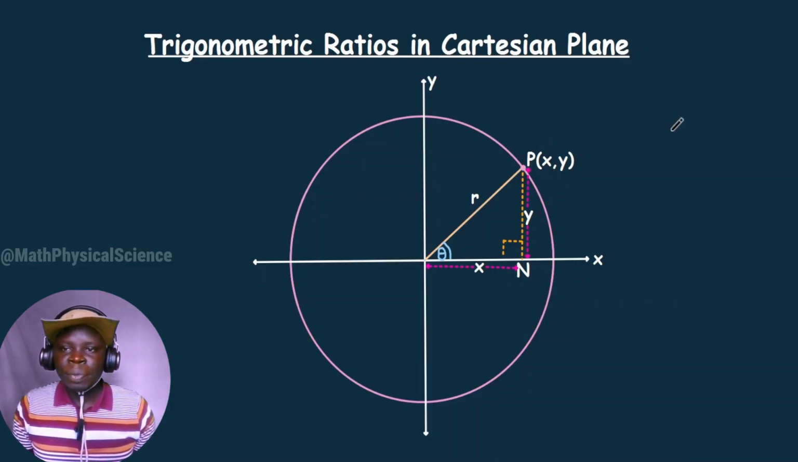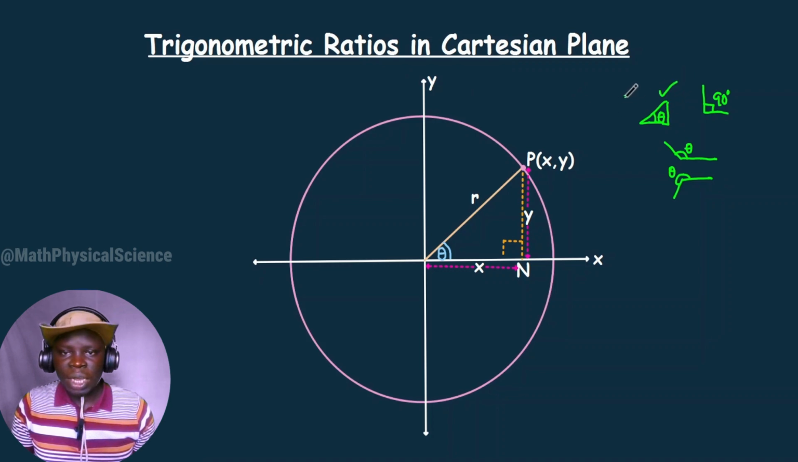From here, we know that there are different types of angle. One is the acute angle, an angle less than 90 degrees, and we have the right angle, an angle which is exactly 90 degrees. We have the obtuse angle, an angle greater than 90 degrees, and also the reflex angle, an angle more than 180 degrees. But we have to know that while dealing with these trigonometric ratios, we always use an acute angle.